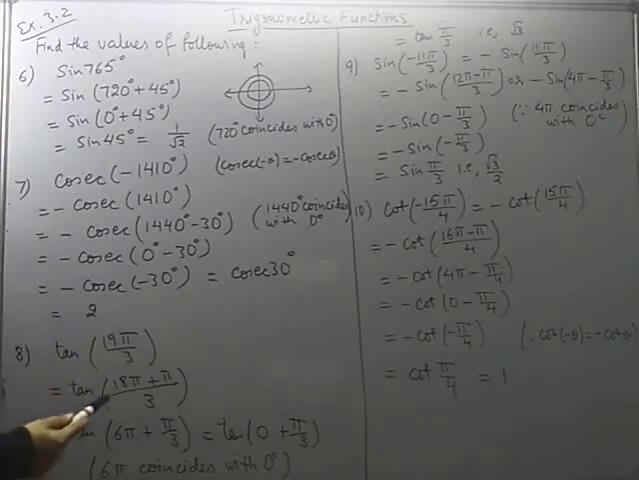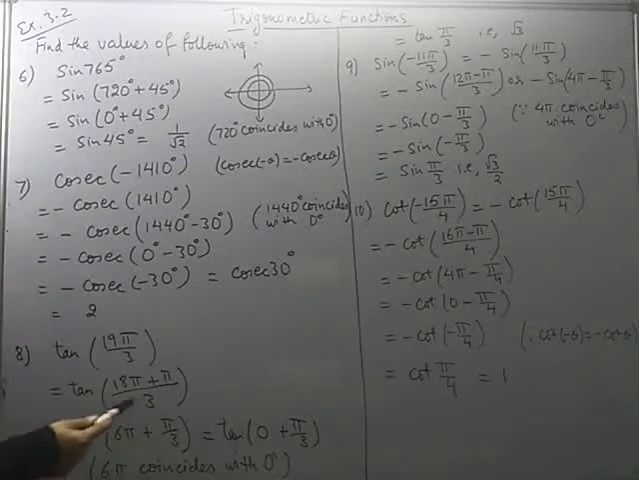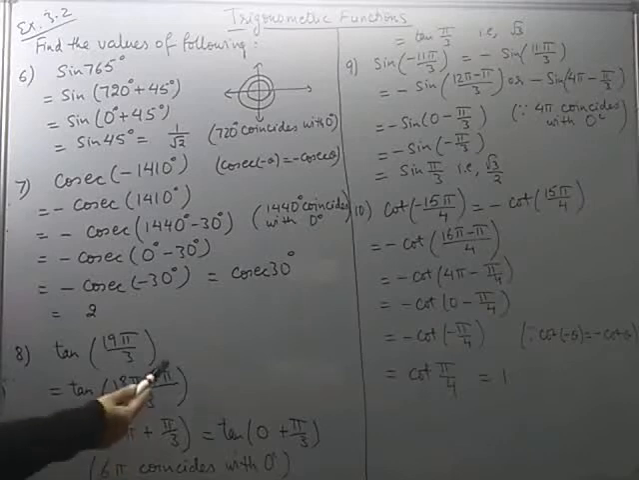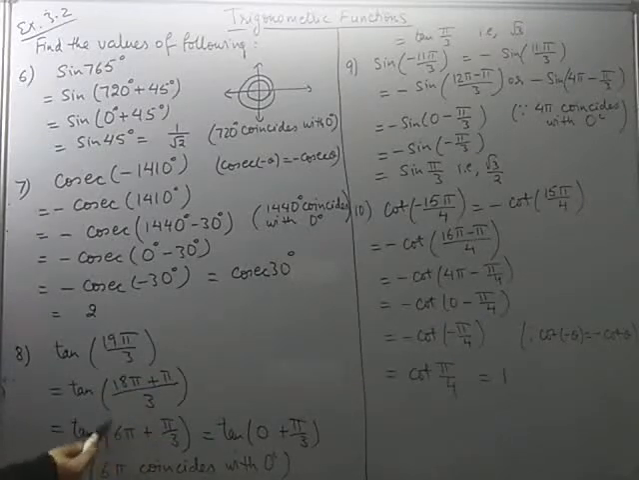So I will break 19 pi as 18 pi plus pi. Then you take the denominator separately with both. So 18 pi over 3 will become 6 pi, and this will be pi by 3. Now let us try to find out 6 pi is coinciding with which angle.